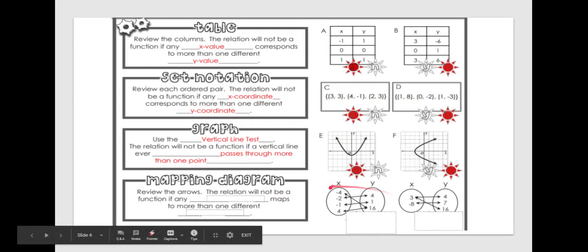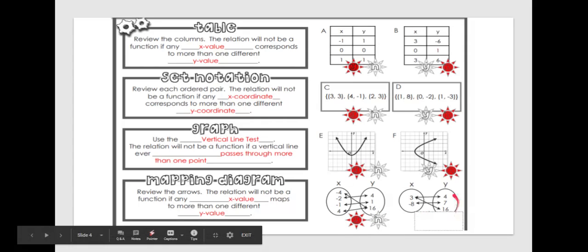All right, this is called a mapping diagram with the x and the y. So review the arrows. The relation will not be a function if any of the x values maps to more than one different y value. So -4 goes to the 16, and it looks like all the other x's only go to one y. Now there is a repeat in the y's, right? The 4 goes to 16 and the -4, but that's okay. I don't want to repeat the x values. So yes, this is a function.